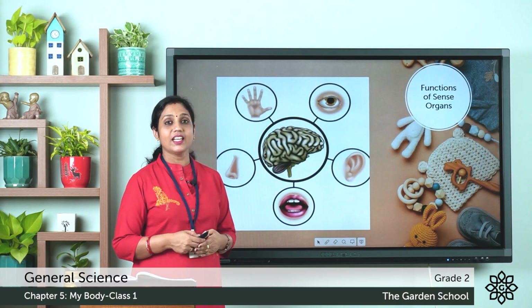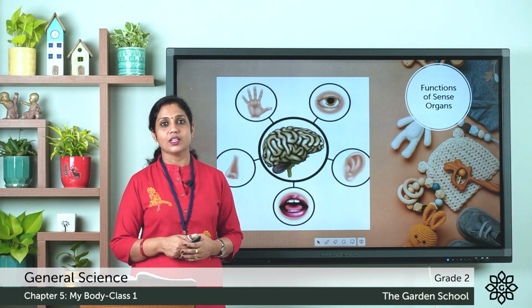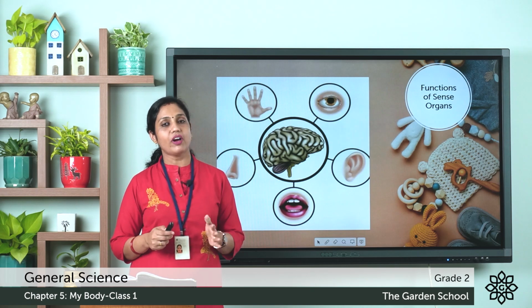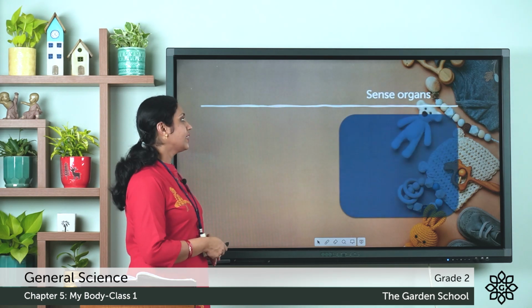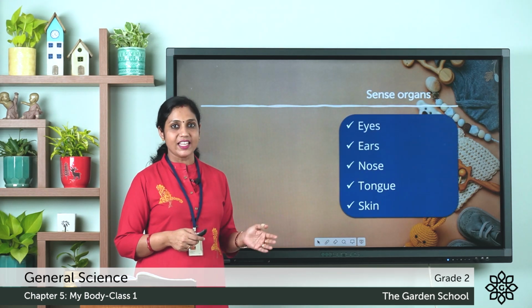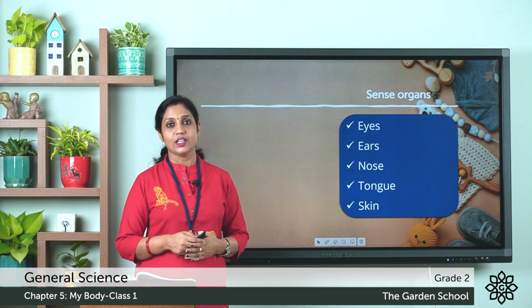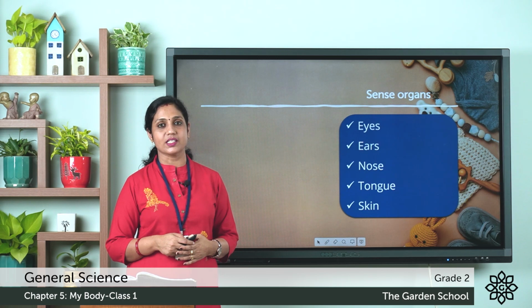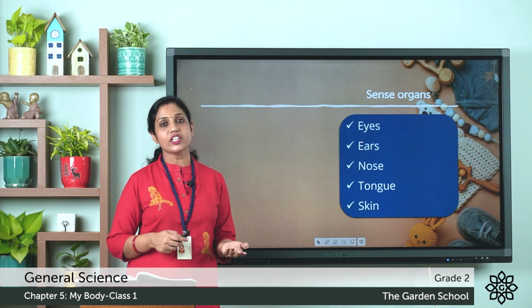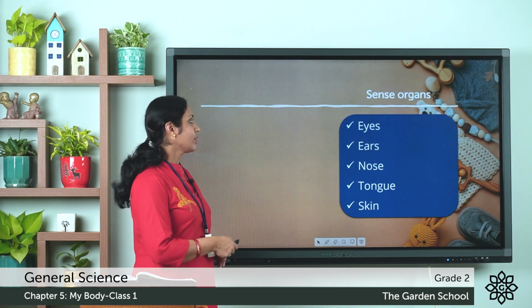Next, let's learn about the functions of sense organs. So you all know we have 5 sense organs. So what all are there? They are eyes, ears, nose, tongue and skin. So these form the sense organs. Now let's learn about the functions of these sense organs.